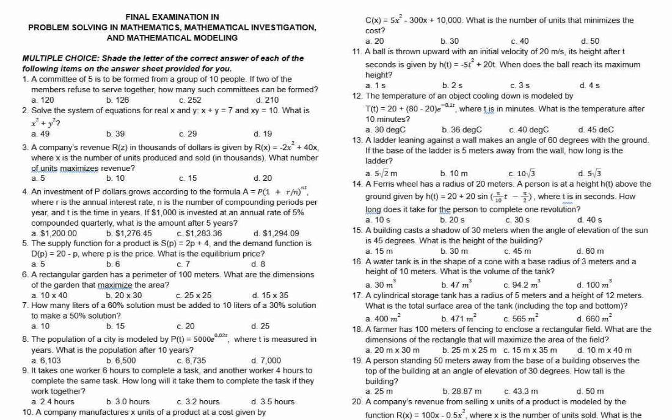So number 5, the supply function S of P is 2P plus 4 and the demand function D of P is 20 minus P. What is the equilibrium price? So at equilibrium S of P is equal to D of P, so 2P plus 4 is equal to 20 minus P. So we have to solve for P. So 3P is equal to 16. So P is equal to 16 over 3. So the answer is 5.33. It is approximately 5. I don't know what happened.